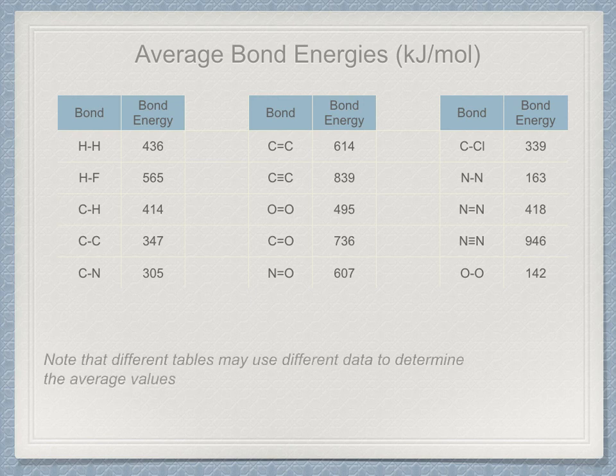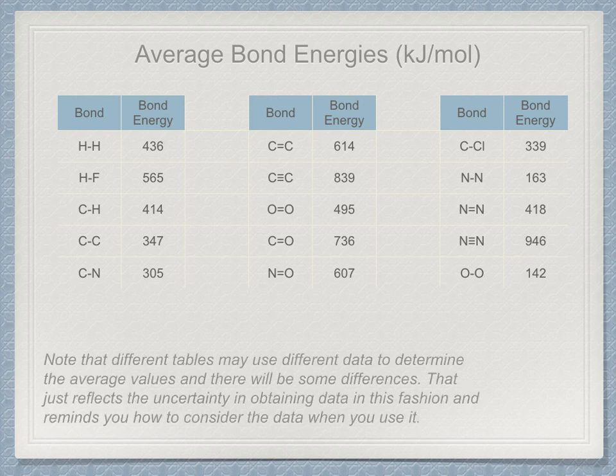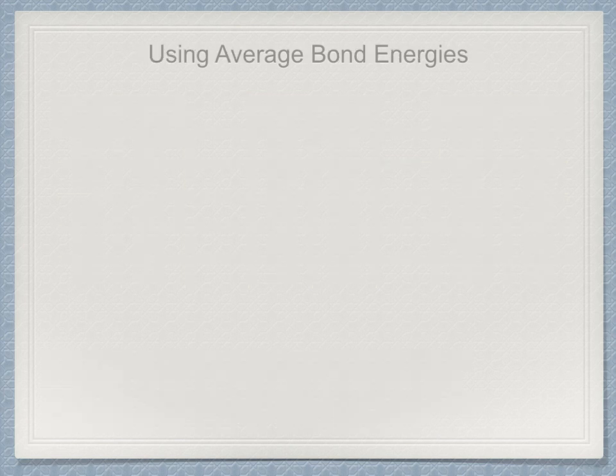Now, one caveat to mention, you will notice that different tables have different values. It happens since different workers may use different bonds to determine the averages. This kind of data is inherently uncertain, but it does have its usefulness. So how can we use this information?